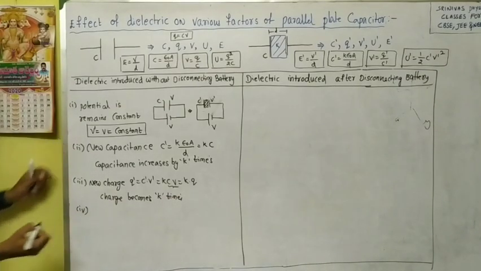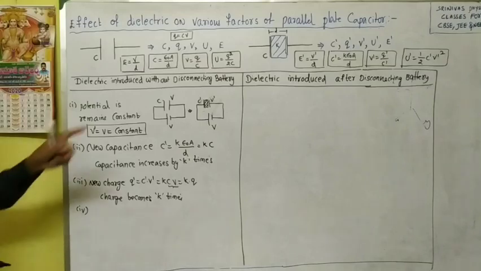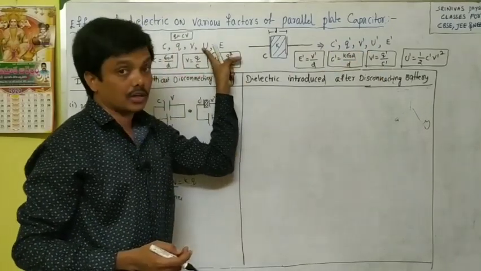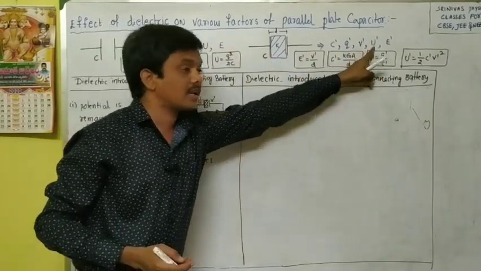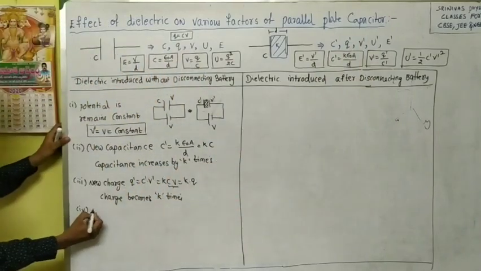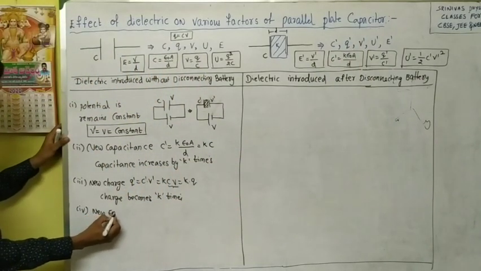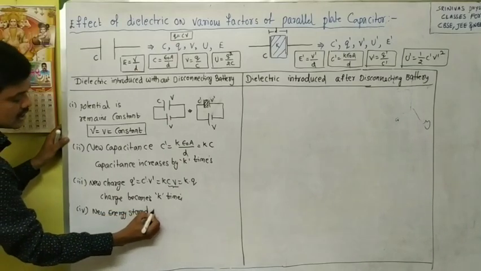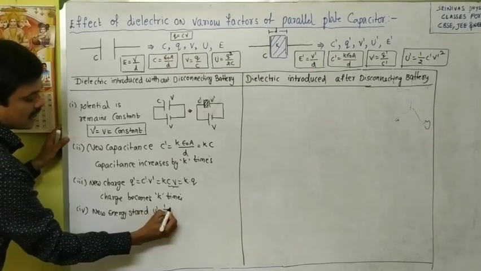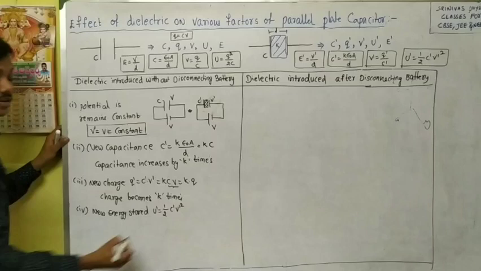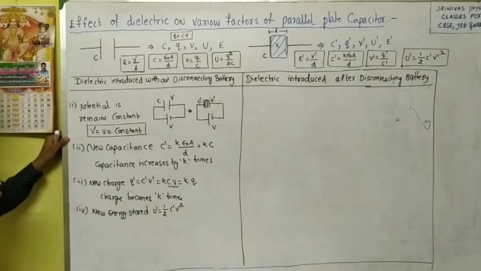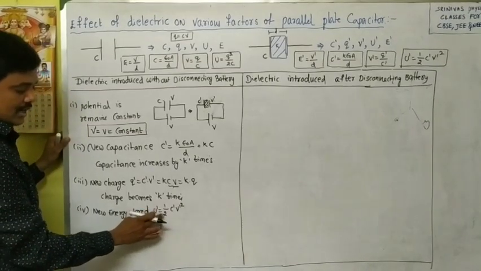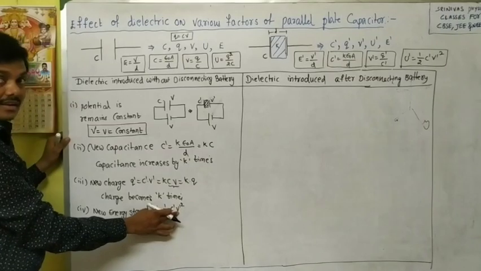The next, fourth point is how the energy is stored. The previous energy stored is U before introducing the dielectric slab. After introducing the dielectric slab, the energy stored is U dash. Then what happens to the energy stored? The new energy stored is U dash. Its formula is half C dash V dash square, or Q square by 2C also we can use. The new capacitance is C dash and the new potential is V dash.